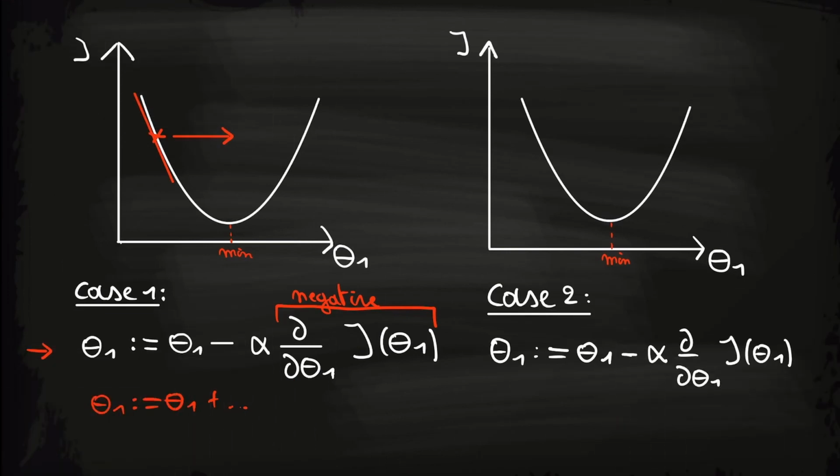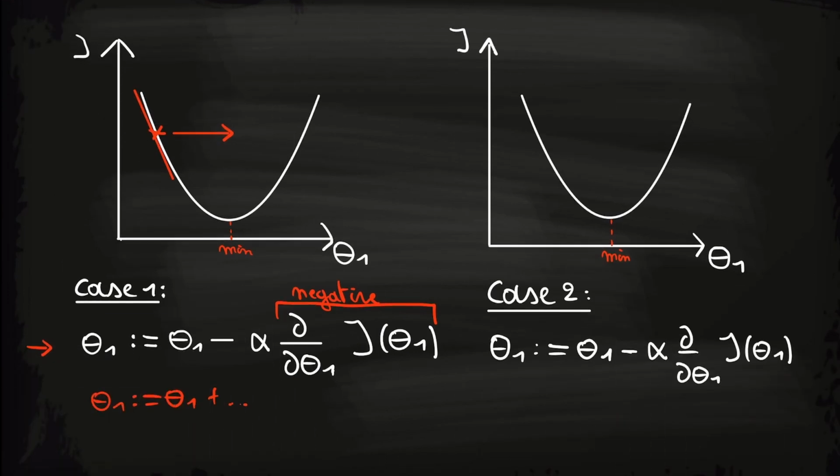We can now also do the same for case 2, where we take an initial value to the right of the minimum. In this case, the slope will be positive, and thus the value of theta j will decrease, and again this is correct, because the minimum lays to the left of the initial point.